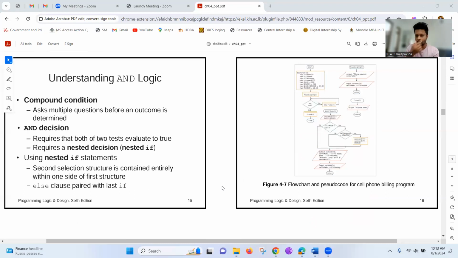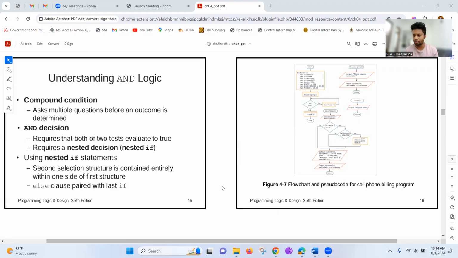Then we are talking about the AND logic. So what do you mean by the AND logic, right? We can discuss compound condition. Compound condition means asking multiple questions before an outcome is determined. Yes, before determining something, you need to ask some questions. Exactly, you think we need to ask two questions.